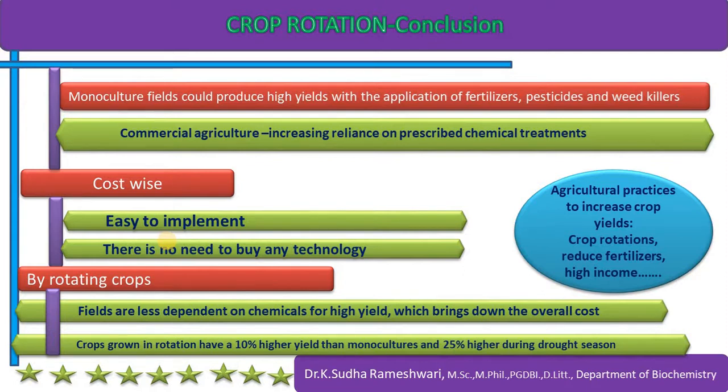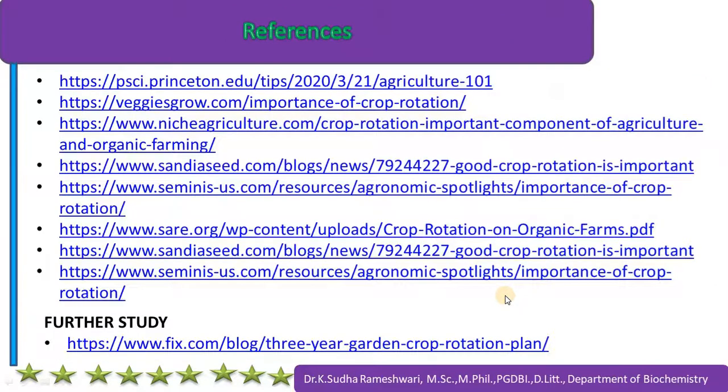Unfortunately, there is little understanding of crop rotation. This is due to the lack of a global data set for crop rotation. However, it is known that crops grown in rotation have a 10% higher yield than monocultures and 25% higher during drought season. Agriculture practices to increase crop yields: crop rotations, reduced fertilizers, higher income. That's all about the conclusion.